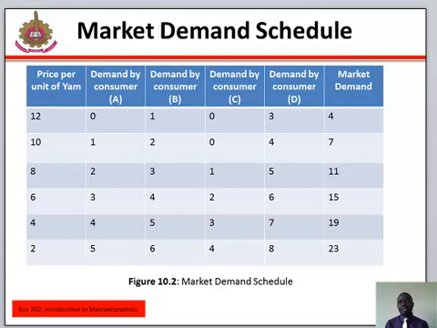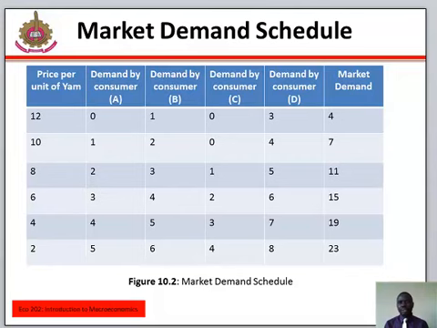For instance, let us assume that there are four consumers in a market demanding yam. When the price of 1 unit of yam is 12 naira, consumer B buys 1 unit of yam. Consumer D buys 3 units of yam. When price falls to 10 naira, consumer A buys 1 unit of yam, consumer B buys 2 units of yam, and consumer D buys 4 units of yam.